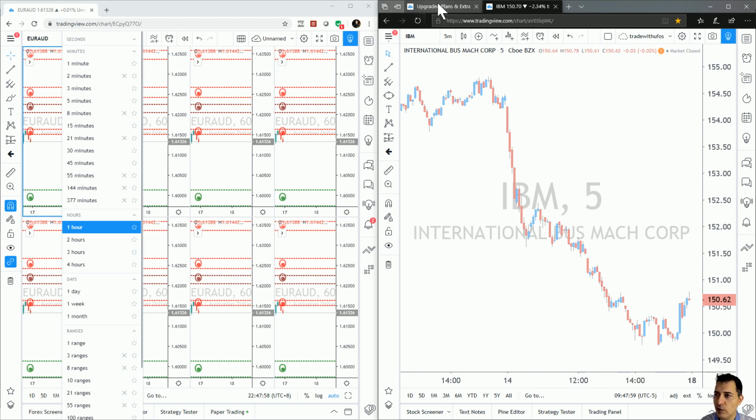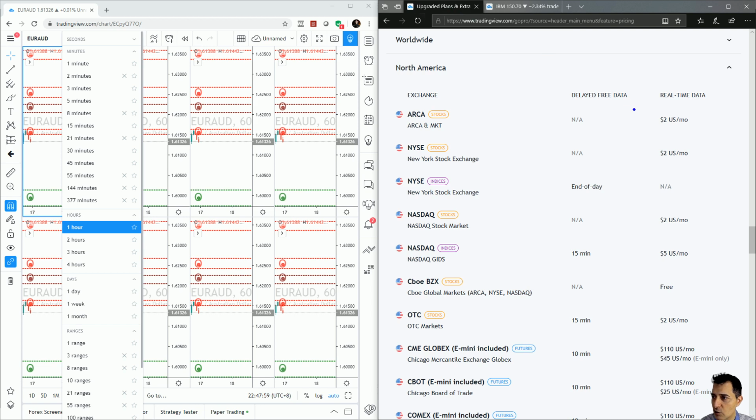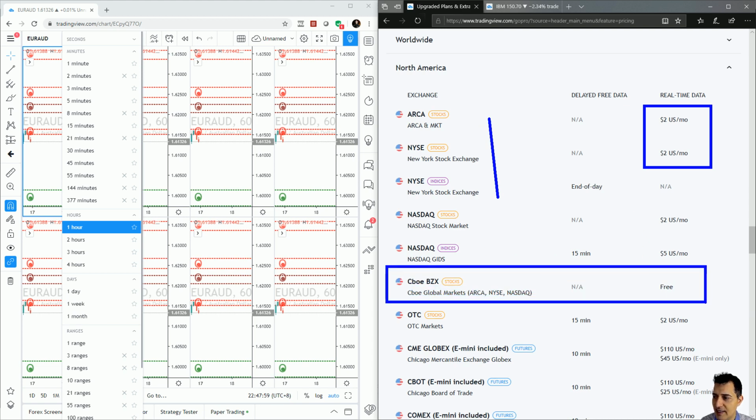Why? Because since we have not subscribed to these data feeds coming from the exchange directly, we are getting the CBOE BZX free real-time data feeds.